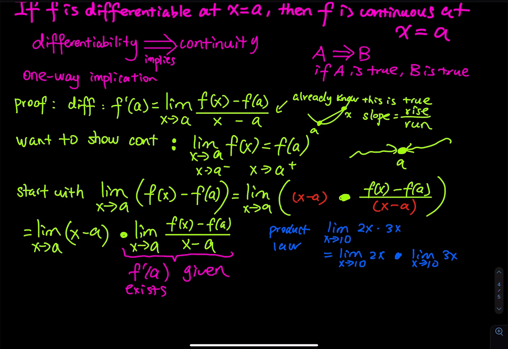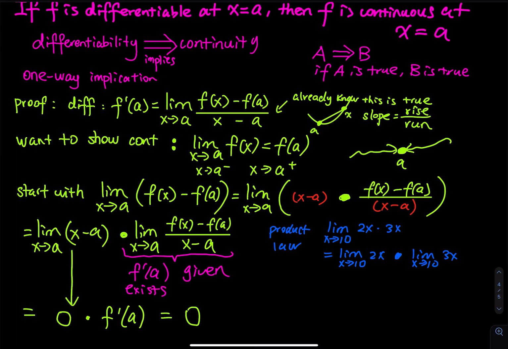And then how about the other limit? So the other limit, once you plug in a, you basically just get a 0, right? And then you get 0 multiplied by f prime of a, 0 times f prime of a, that is just equal to 0. Okay, so that is just equal to 0.